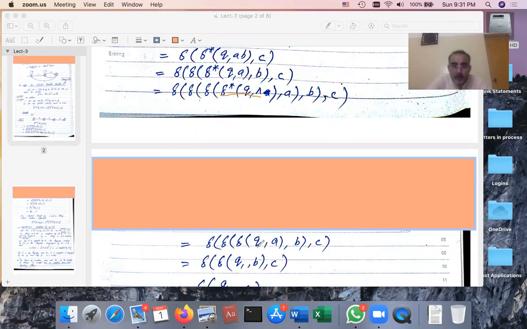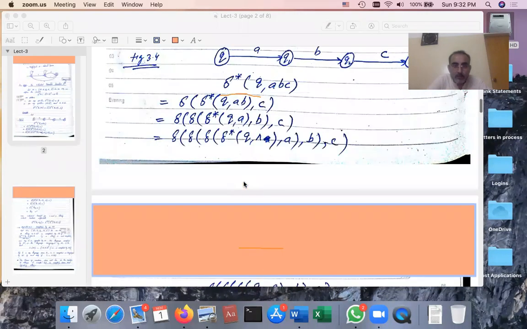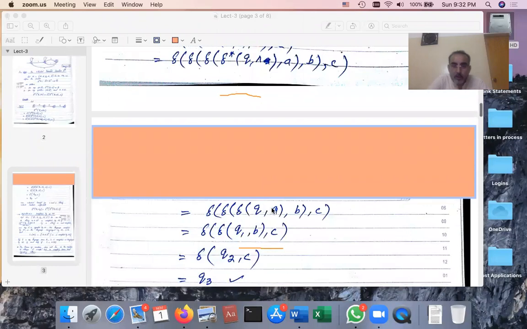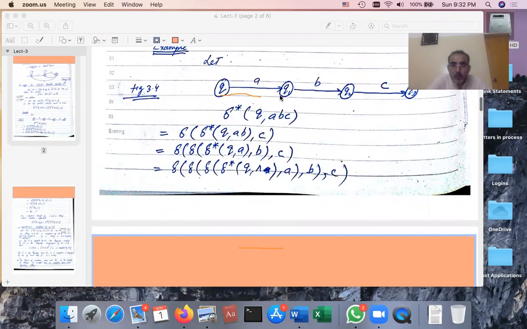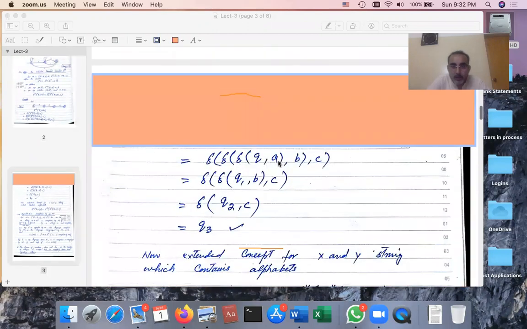And when you write it, then you have the delta here, the remaining expression. Now this delta without star is a single transition function. You have to look over the diagram and see what this single transition gives you as the direction. So this delta Q A, at state Q after taking input symbol A, where will I reach? Q1. So you have to mention Q1 in place of this one. The inner delta is now finished.